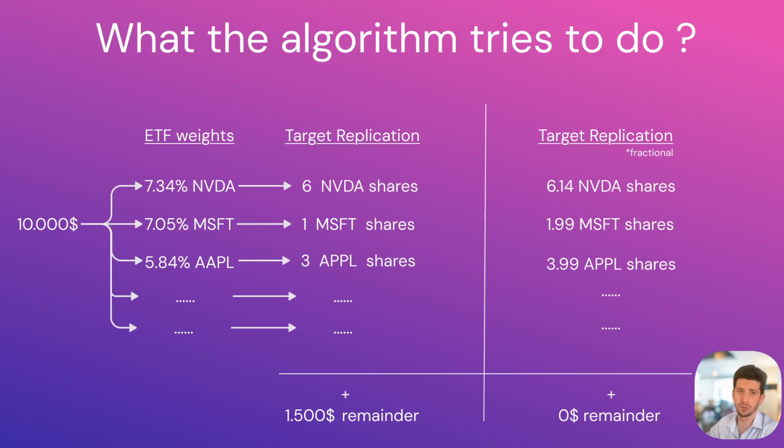Well, it takes those $10,000 and it tries to find the perfect proportions of individual stocks in order to match those ETFs' weights. Also, for integer shares, you'll have an additional remainder. That remainder is the part that can't be allocated to perfectly match the ETF's weights. For fractional shares, you'll have a remainder that draws close to $0.